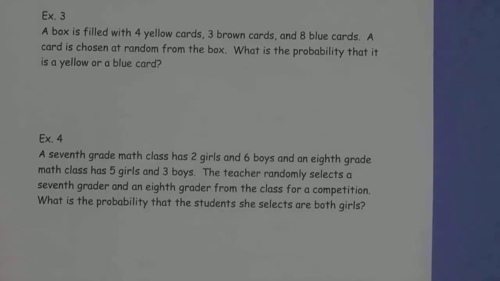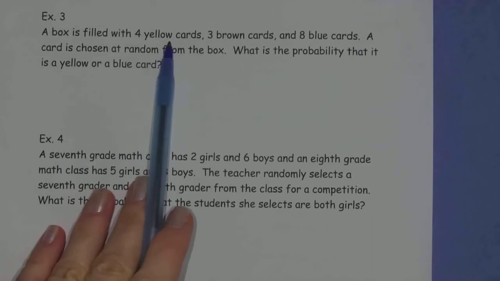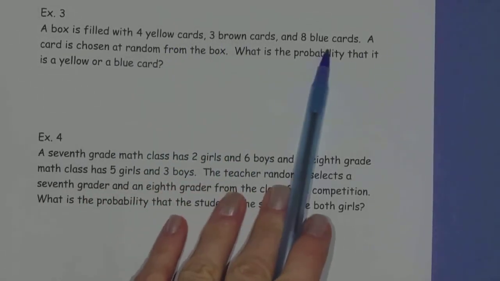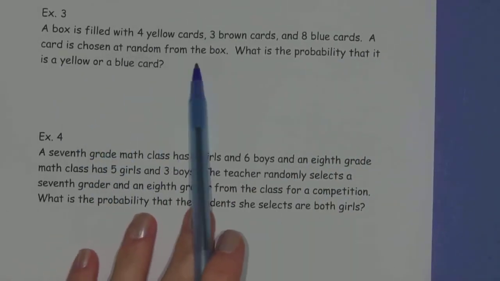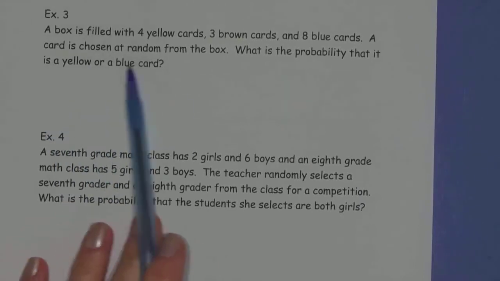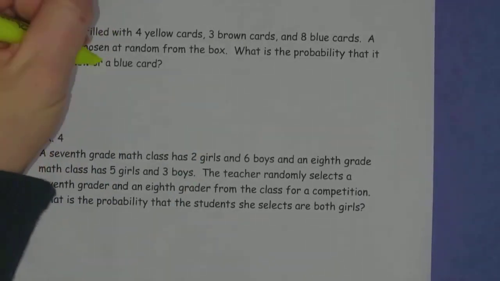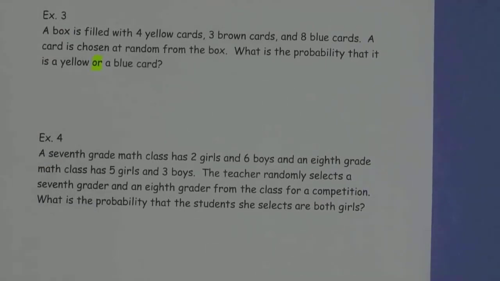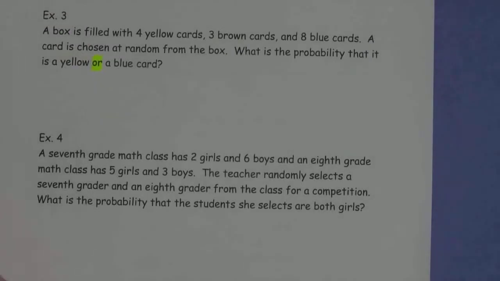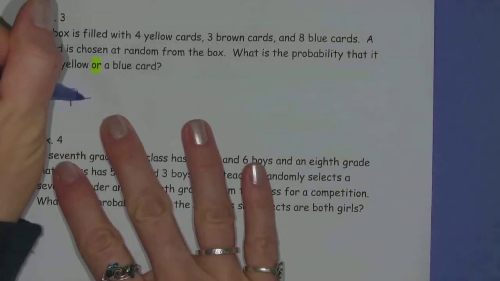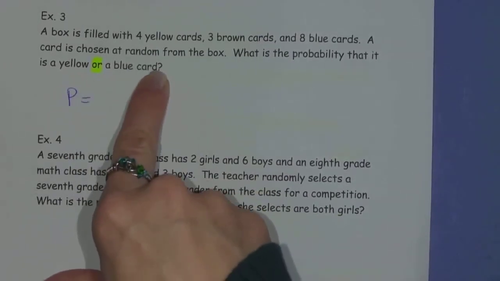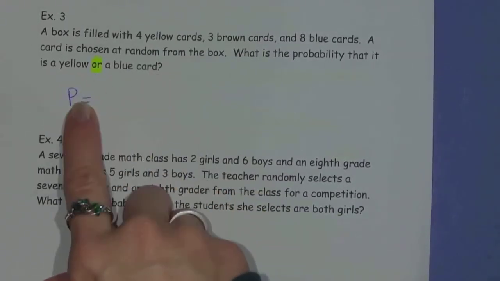Example 3. A box is filled with 4 yellow cards, 3 brown cards, and 8 blue cards. A card is chosen at random from the box. What is the probability that it is a yellow or a blue card? Let me highlight the or. Remember, or means add. So we're going to add 2 probabilities together. First, we'll do the probability of the yellow, and we'll add it to the probability that we choose blue.